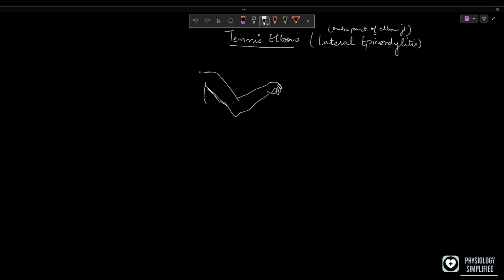Let's draw the diagram of human arm showing the outer part of the elbow. Let's see the attachment of the wrist extensors and location of discomfort and pain. When we talk about this condition in tennis players, specifically, the improper backhand stroke is the culprit. So here is the lower part of the humerus and the forearm muscles attached on the lateral side, which are the wrist extensors.